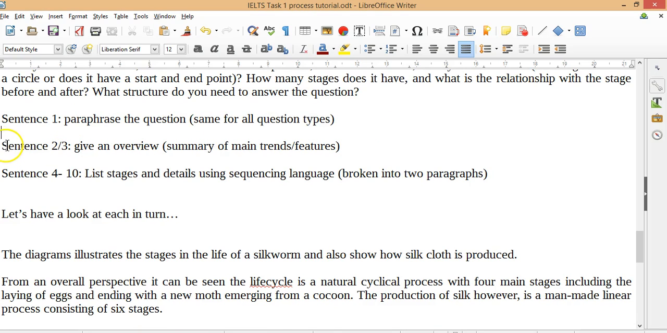Then, now this is the important part. This is what lots of people fail to include: give an overview. Now, if you look at the criteria table, every task one says, give a summary of the main trends or features, which is essentially an overview. It's best done after the introduction, I find. We'll take a look at a couple of examples in a second. So you paraphrase the question, you give an overview, what's the main trends, the features, but no data in the overview, no figures. So you put the details, the figures, the data, the stages in paragraph 2 and 3, or 3 and 4, I should say.